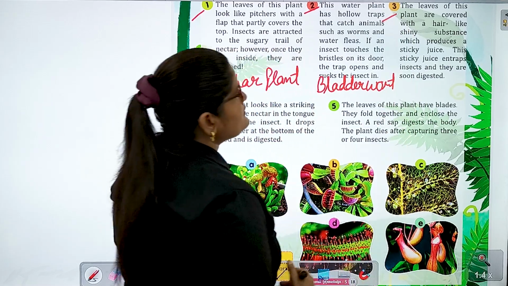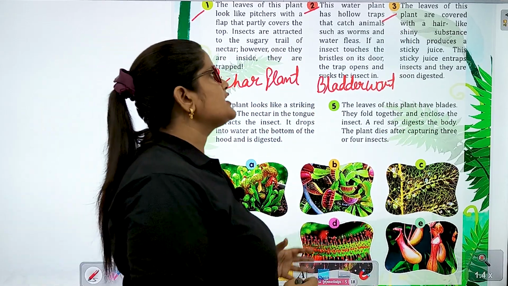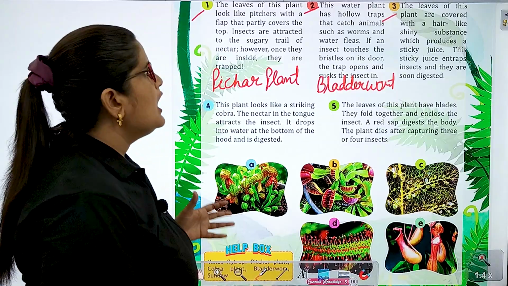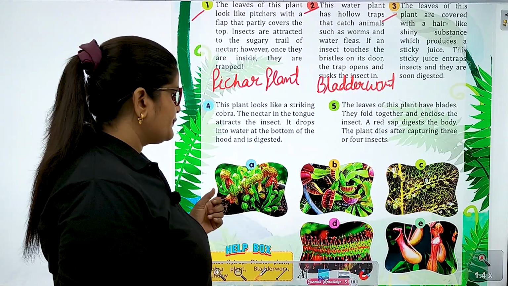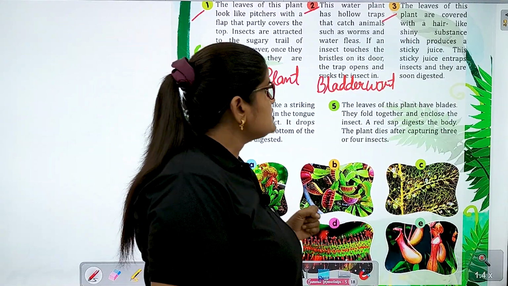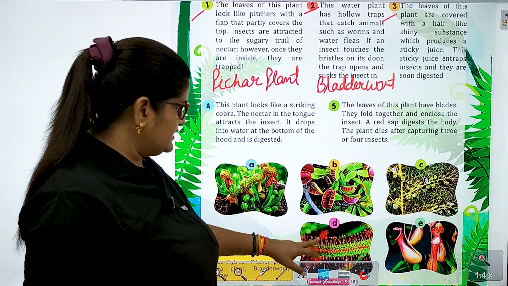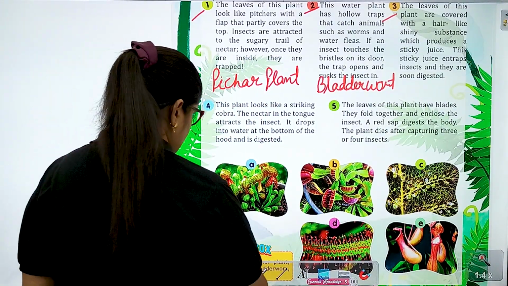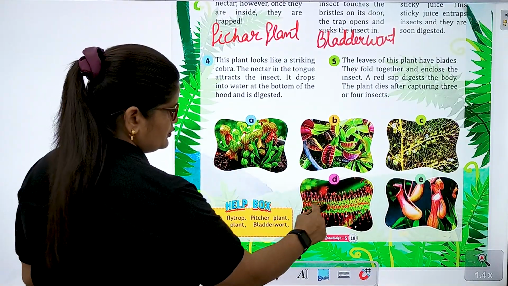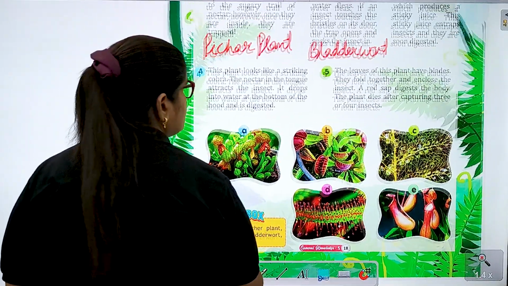Number 3, the leaves of this plant are covered with hair-like shiny substance which produces a sticky juice. This sticky juice entraps insects and they are soon digested. This plant is the one with sticky juice. So this is sundew. This one. Option D.